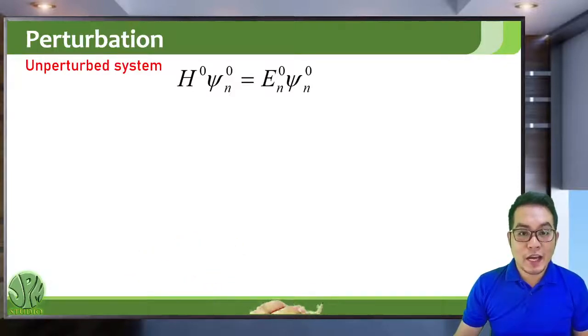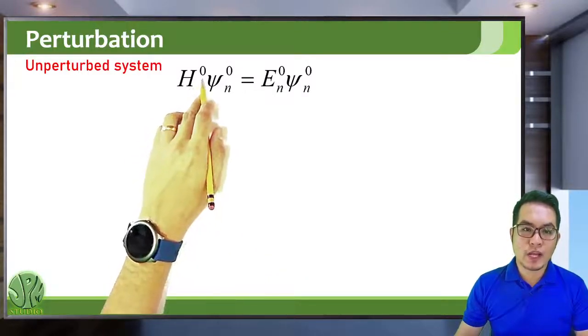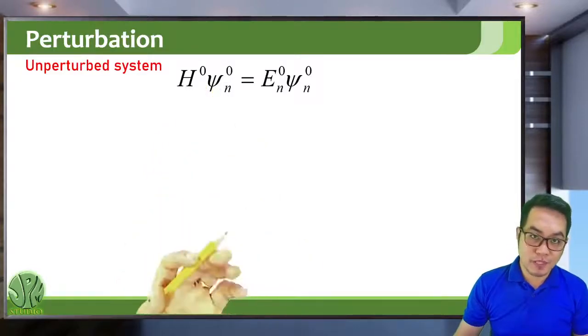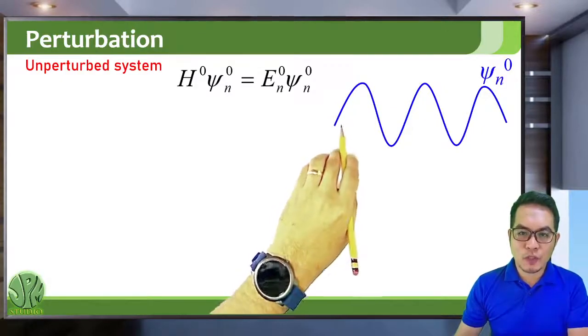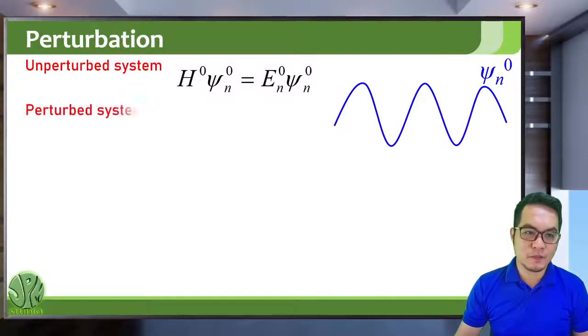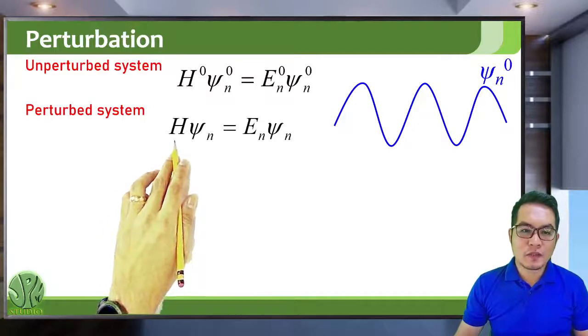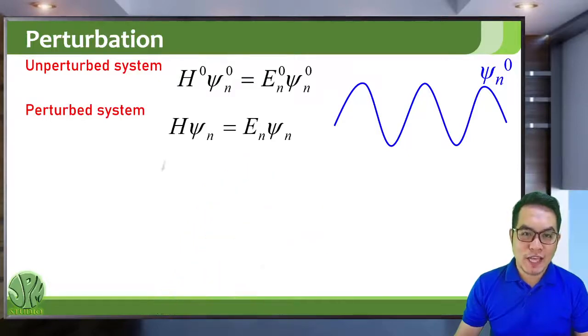This is the eigenvalue equation, the time-independent Schrödinger equation for the unperturbed system. The quantities with the power 0 pertain to the unperturbed case. So suppose this is the wave function of your unperturbed system, and you perturb the system. You add some interaction potential energy, or you slightly disturb the system, such that it will now have a new Hamiltonian, a new wave function and new energy levels.